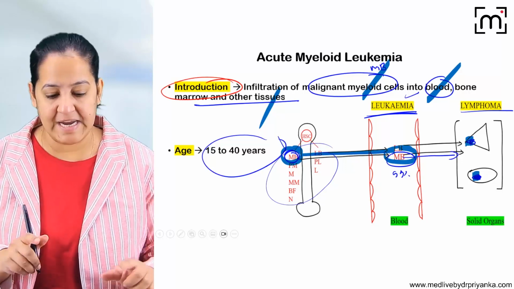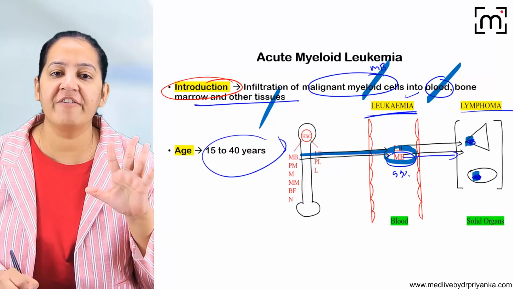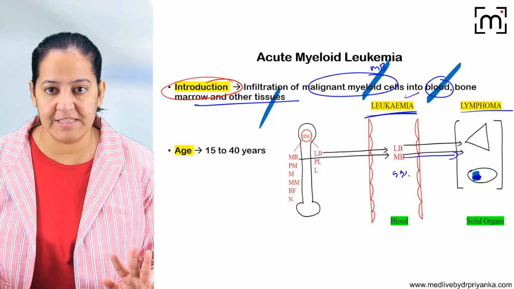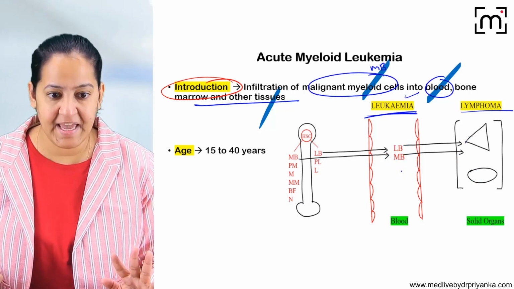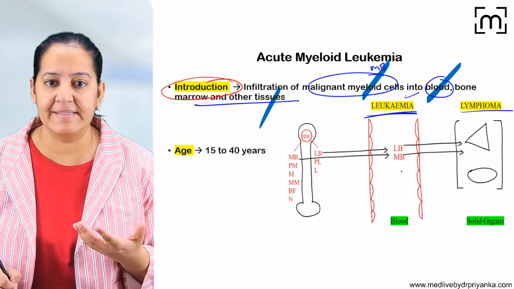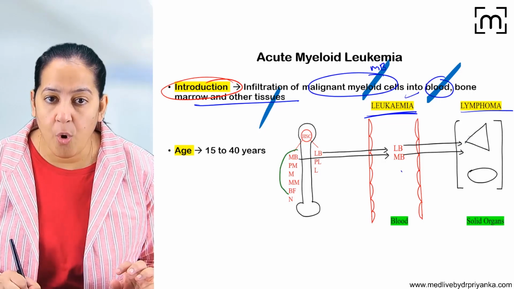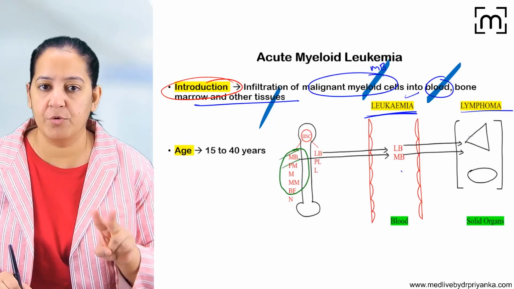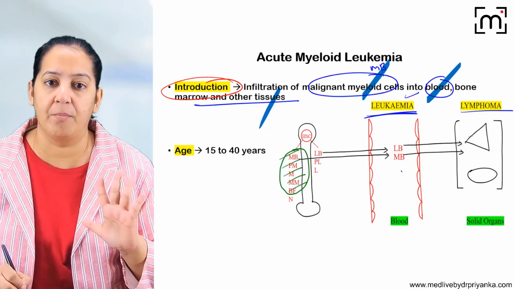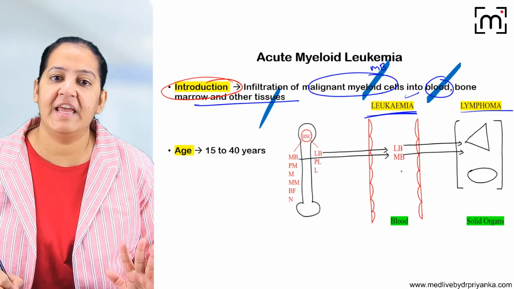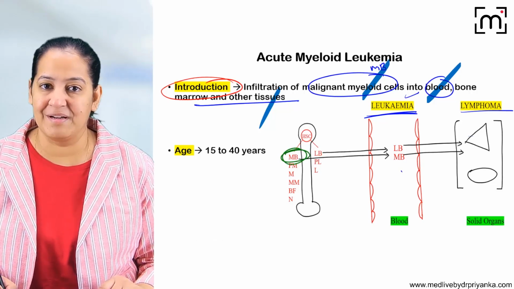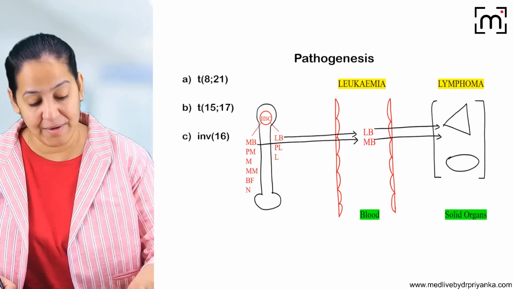One more thing you have to understand here: in CML, all 5 precursors come in the blood. There is a separate video on CML, please watch that. CML is also a myeloid malignancy. In CML, all 5 precursors do uncontrolled mitosis and they come in the blood. I mean myeloblast, promyelocyte, myelocyte, metamyelocyte, and band form. But in contrast to CML, in AML, only myeloblast is coming in the blood. Other precursors are not coming in the blood. So please understand that.